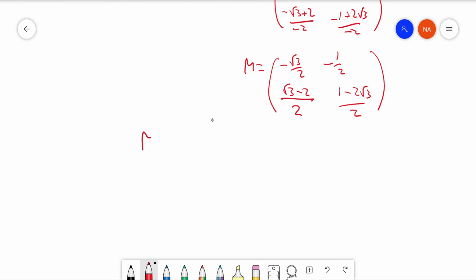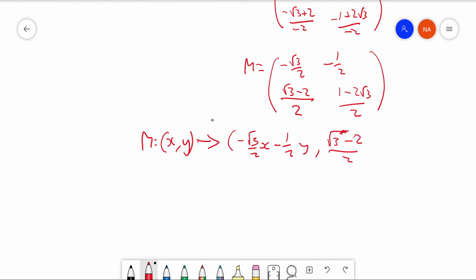So that means that M takes (x, y) to: negative root 3 over 2 x, negative half y; root 3 minus 2 over 2 x plus 1 minus 2 y. Okay, that's the linear transformation.